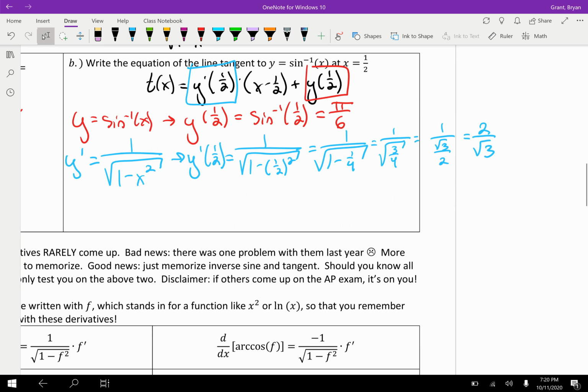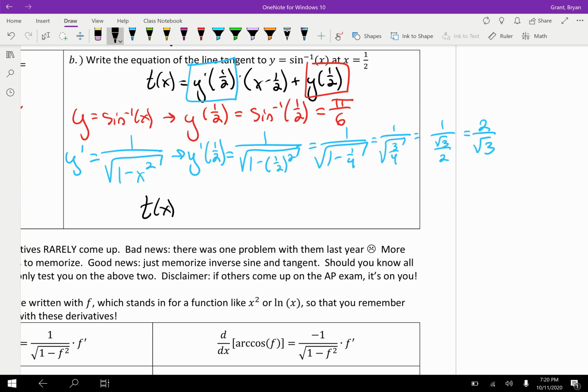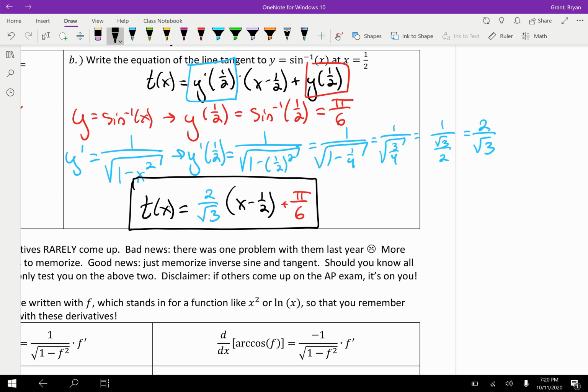So finishing this off then, we can see that our slope is the fairly lovely 2 divided by square root of 3. And then we have x minus 1/2, and we found that y of 1/2 is pi over 6. And we've got a crazy looking tangent line with square roots and pi's in it, but this is a line, and that is our tangent line to inverse sine.